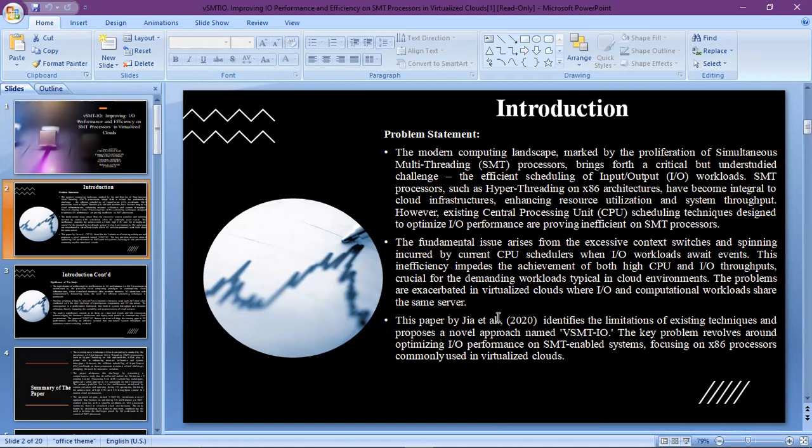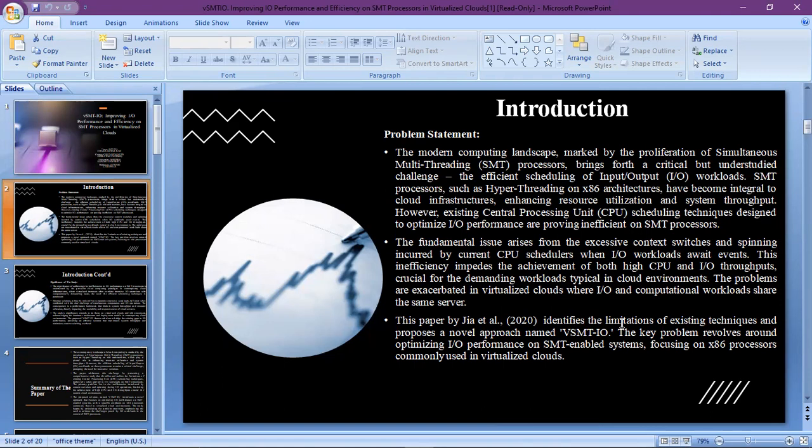The main problem arises from the excessive context switches and spinning caused by current CPU scheduling. When I/O workloads are waiting for events, this inefficiency hampers achieving both high CPU and input-output throughputs, which are vital for the demanding workloads common in cloud environments. The challenge becomes even more pronounced in virtualized clouds, where I/O and computational workloads share the same server.